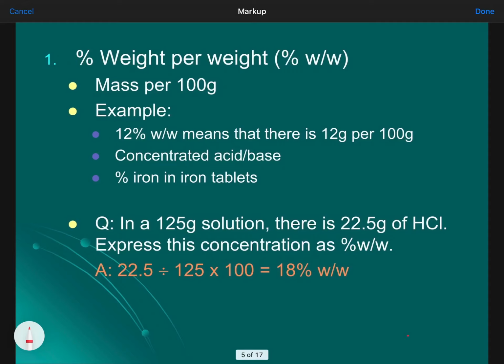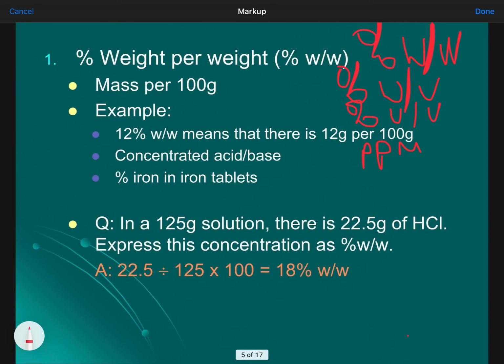So I suppose the first part of the chapter is expressing the concentration. We have 5 ways of expressing concentration. So you remember, we have percent weight per weight, you have percent weight per volume, you have percent volume per volume, parts per million, or we also then have molarity. Now, molarity is the way that chemists would use. It's the most common way that we would use to express concentration.